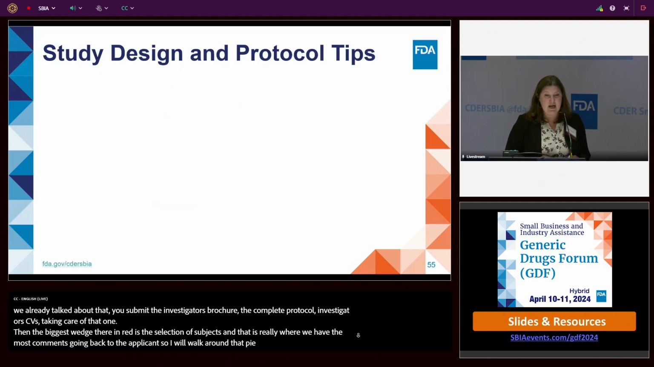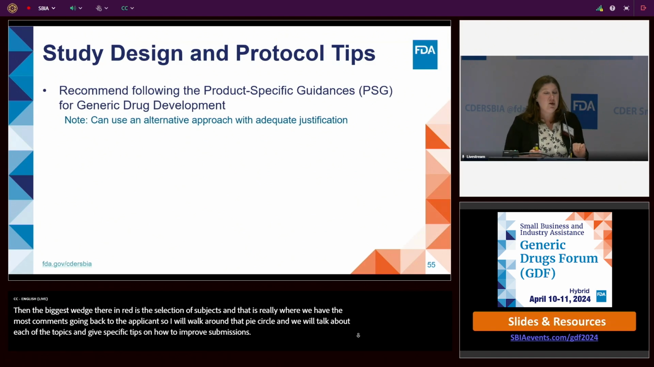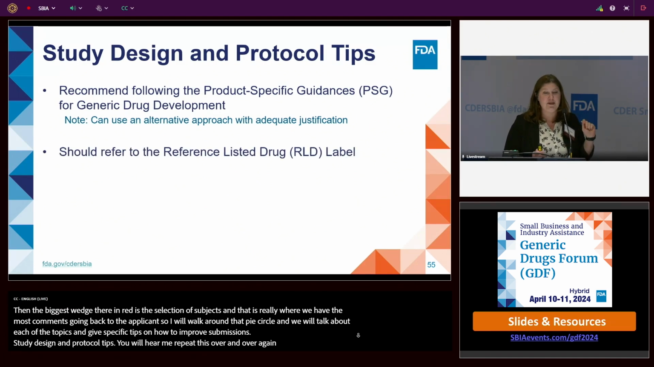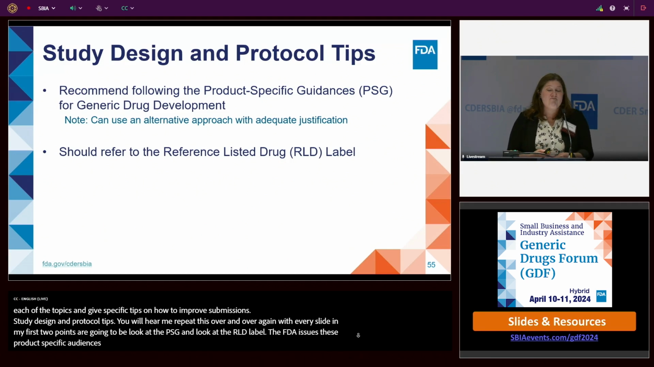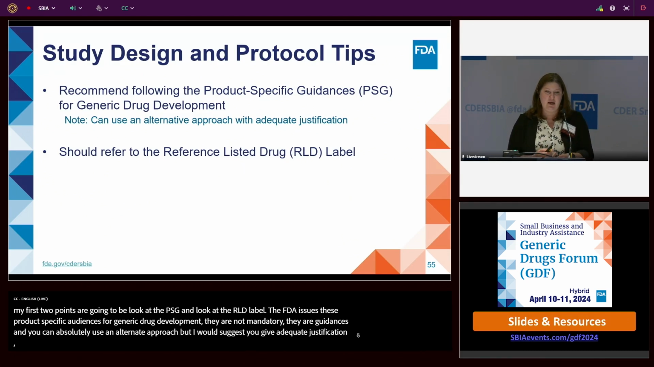So, study design and protocol tips. You're going to hear me repeat this over and over again with every slide. My first 2 points are going to be look at the PSG and look at the RLD label. So the FDA issues these product-specific guidances for generic drug development. They are not mandatory, they are guidances, and you can absolutely use an alternative approach, but I would suggest you give adequate justification. But these are our best thoughts on how to complete these studies, and so they bear looking at and considering.